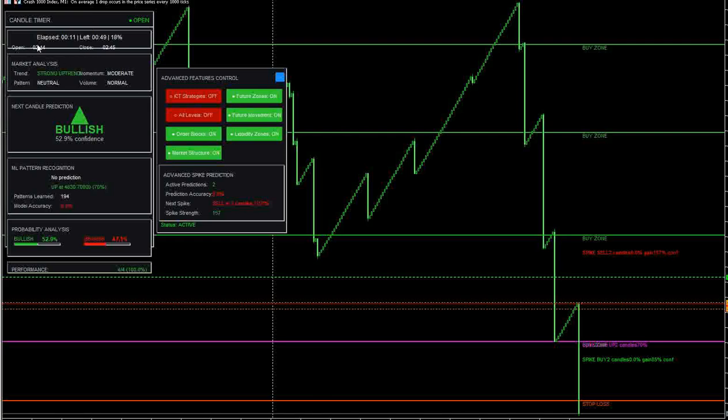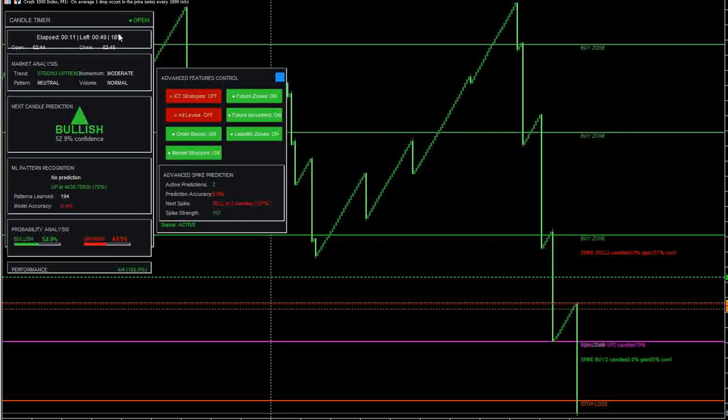Now here it indicates the time in which the current candle will elapse. That's the main function of this candle timer. Here we have the candle will elapse in 11 seconds, with the time left as a percent. So that is the function.